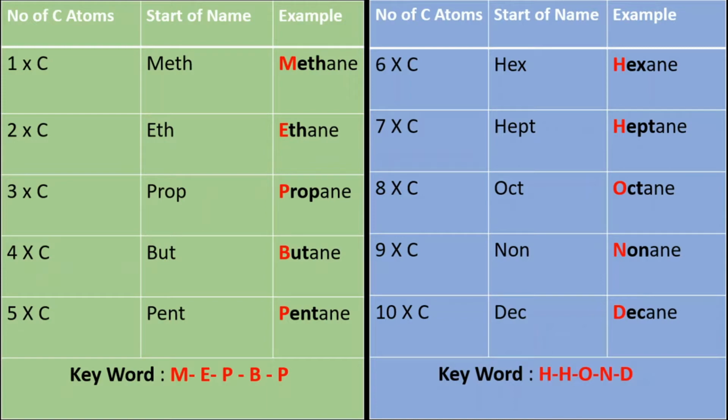So here you have a table. This table will help us to understand the naming of an organic compound. If you have one carbon in your organic compound, then the name of that organic compound will start with the word meth. Or we can say that the word meth will be there at the start of the name. So whenever you hear the word methane, it should straight away come into your mind that the given organic compound contains one carbon atom.